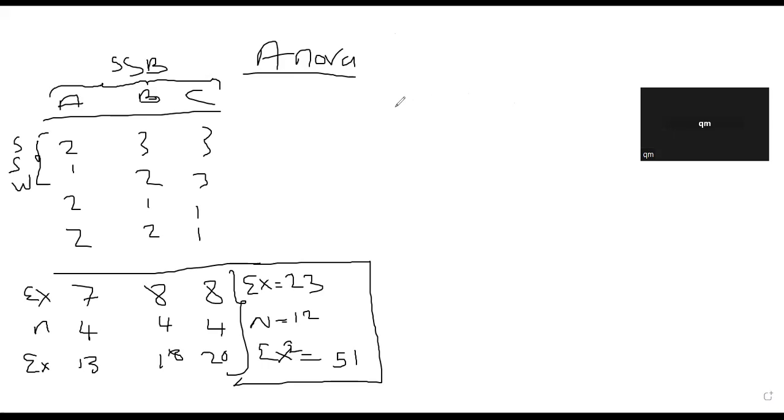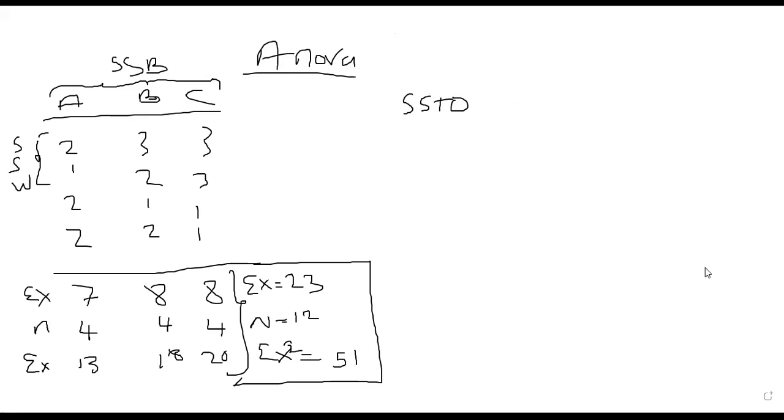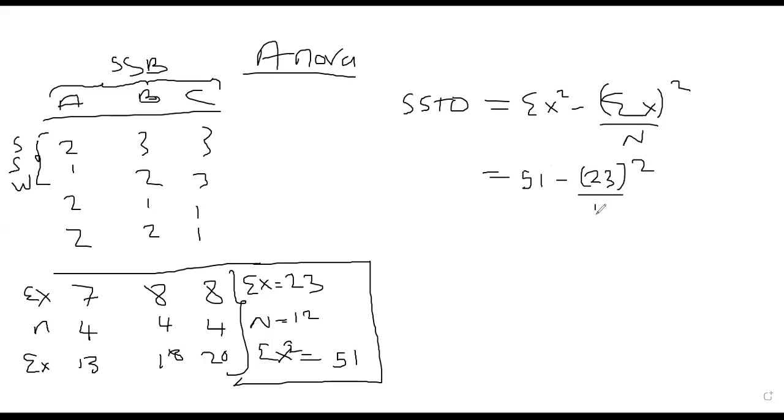So we have the sum of squares total. Sum of squares total is given by what? The variation in x: summation of x squared minus summation of x to the power 2 over n. So this is 51 minus 23 to the power 2 over n, which is 12.